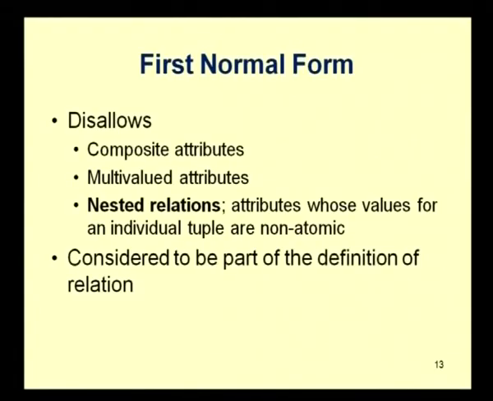Now, up to now we have looked at normal forms. Let us take the first normal form. What are the properties of the first normal form? The first normal form disallows composite attributes, multi-valued attributes and nested relations. What is a nested relation? Attributes whose values for an individual tuple are non-atomic. This is considered to be a part of the definition of the relation. Here we are talking about some attribute features or key features, and first normal form disallows all these three.